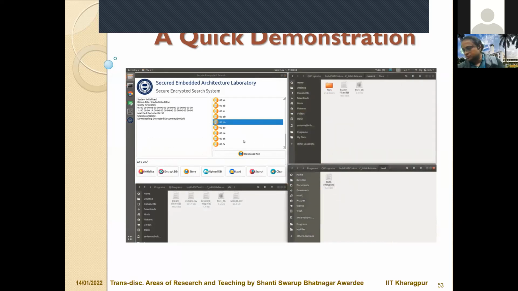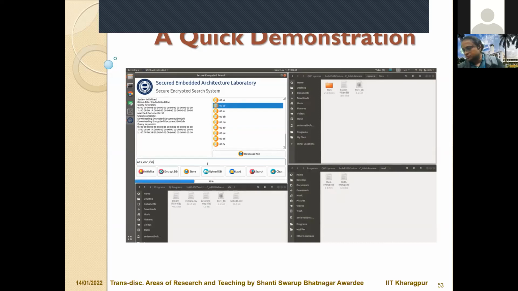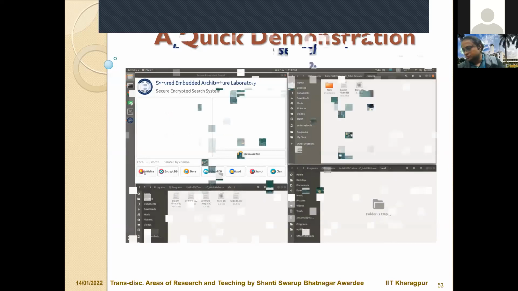So these are the corresponding files which you can download and then decrypt. The server does not learn anything about the content or anything about the keywords. So this is a system that we are trying to build to ensure privacy enabled search.